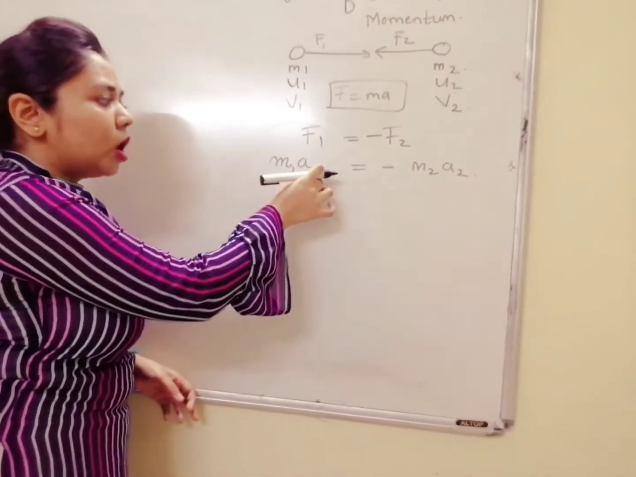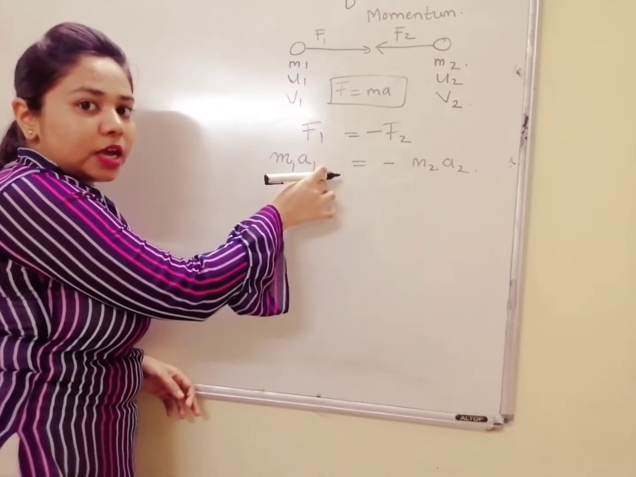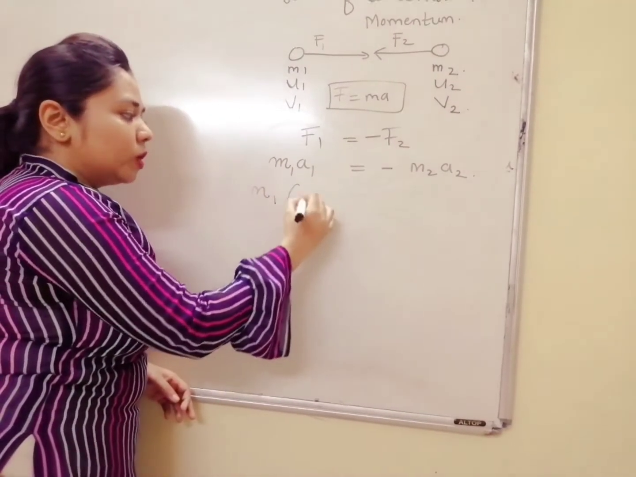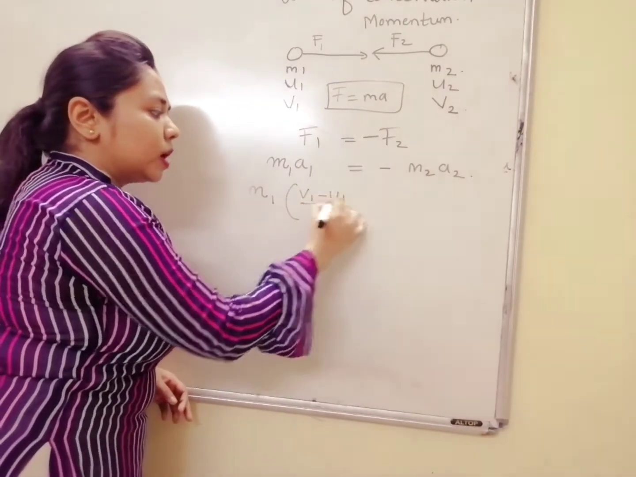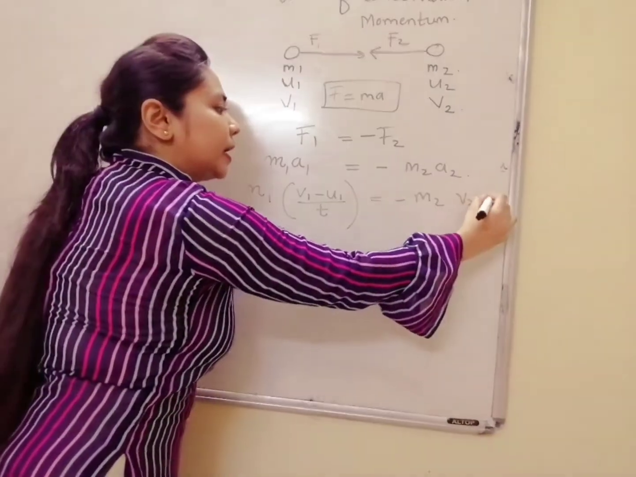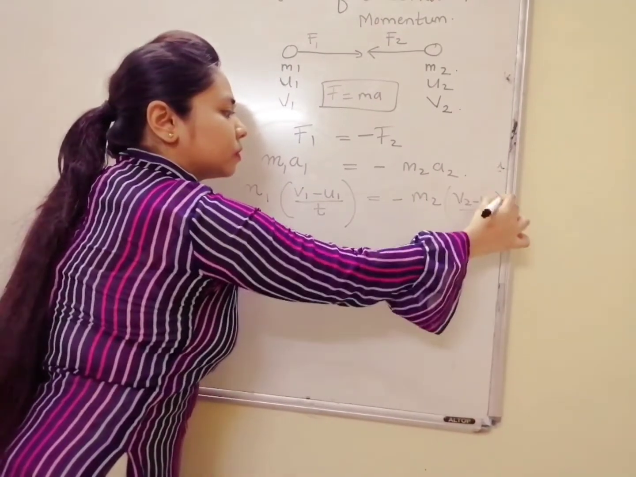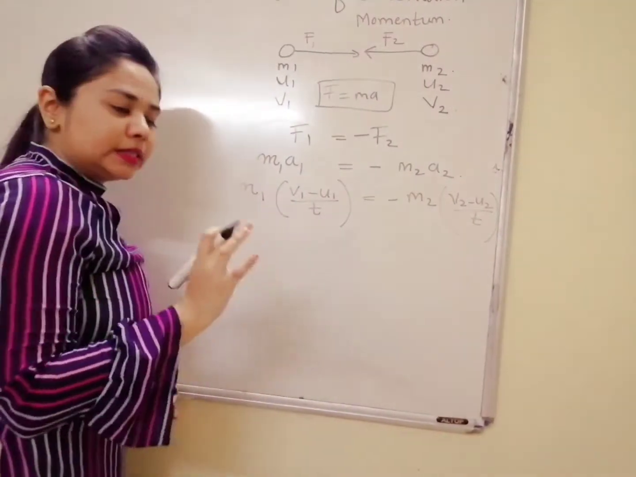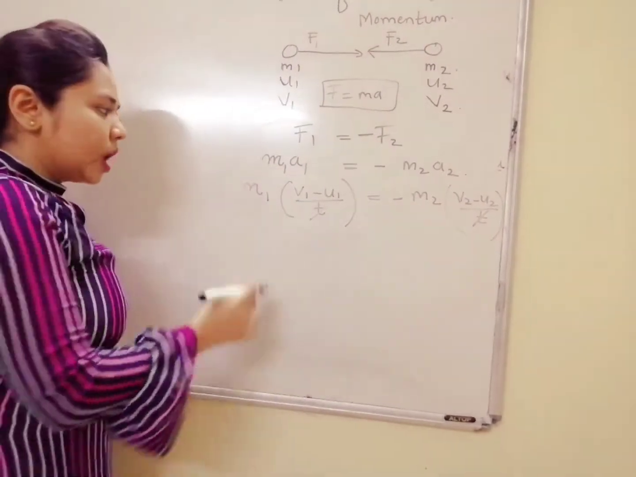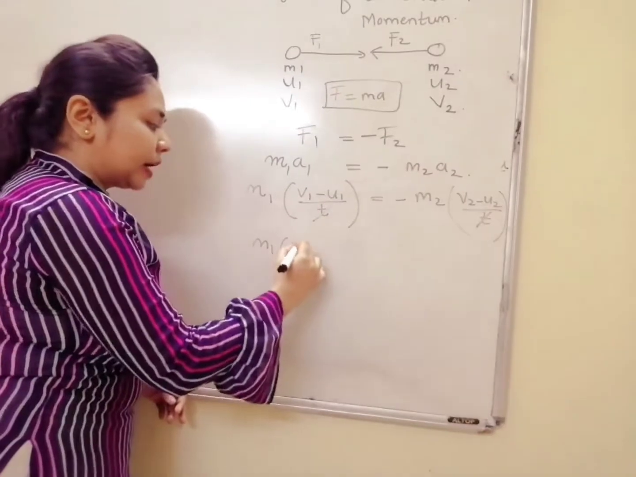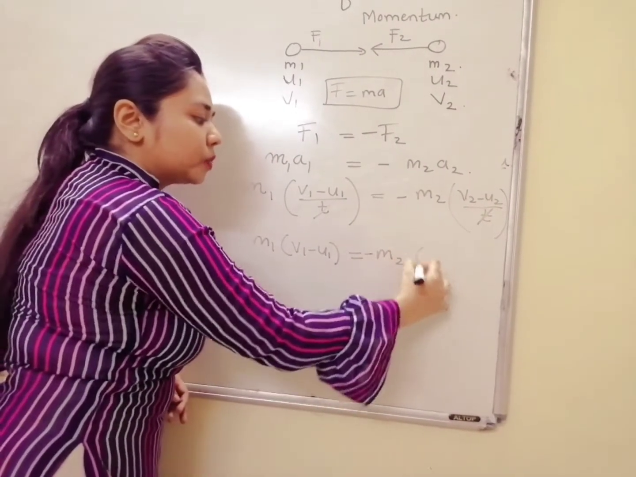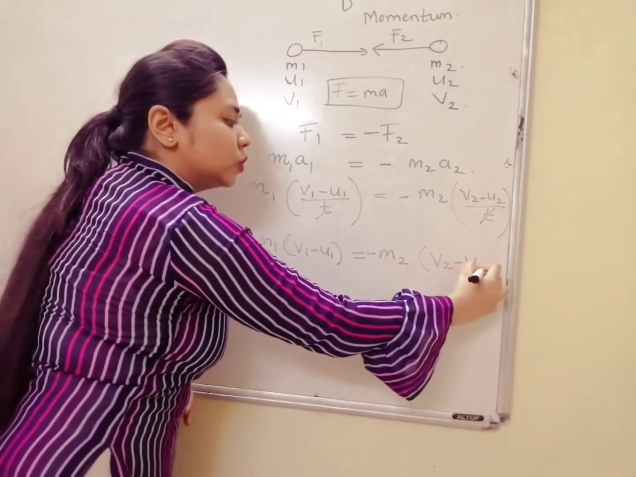Now we know the formula of acceleration. What it is? Change in velocity upon time. So let us substitute that. M1 will be V1 minus U1 upon T, and minus M2, that is V2 minus U2 upon T. Both of them time will be same. So denominator is same, so we can just cancel this time. So what remains now? M1 in bracket V1 minus U1 is equals to minus M2 into bracket V2 minus U2.